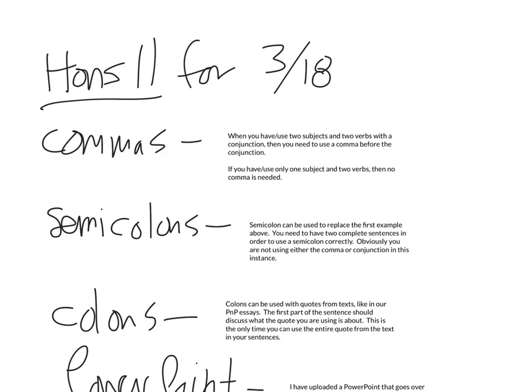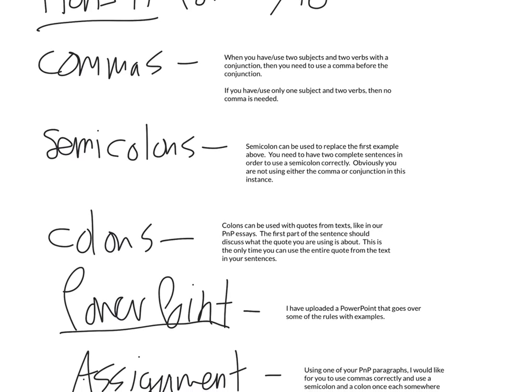The next thing I want you to take a look at is semicolons. We also did this earlier in the year, last time we wrote a paper. This can be used to replace the first example above, where I have two subjects and two verbs. That way it gives us a little opportunity to change our sentence structures and get a little sentence variety in there as well. So it can be used to replace the first example up top with the commas.